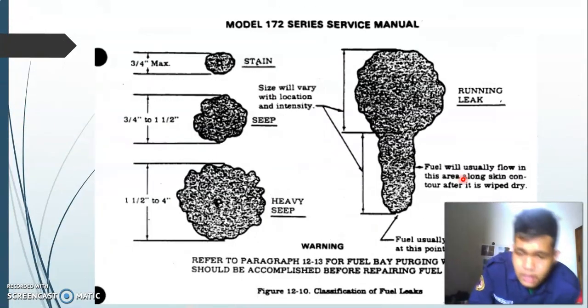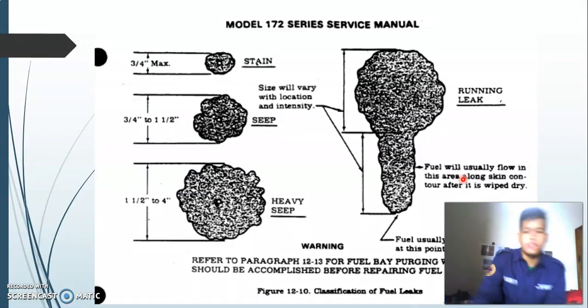The last is the classification of fuel leaks. There's a leak or something not good inside the tank. This picture is a stain. More than that is a seep. Bigger is a heavy seep, and the longest leak is a running leak.